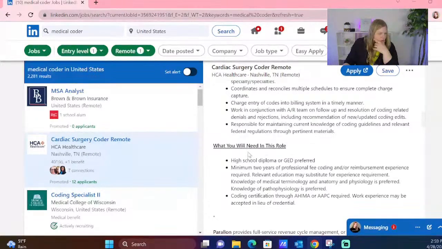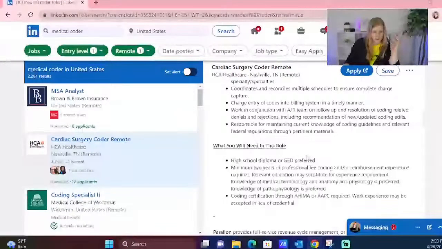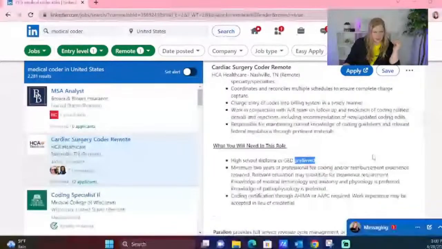What you will need in this role: high school diploma or GED preferred. So this one again is one where it says preferred. So if you are someone who's in high school and you have your CPC and you do medical coding, you could apply for this position because it just says preferred, does not say required, it does not say mandatory.